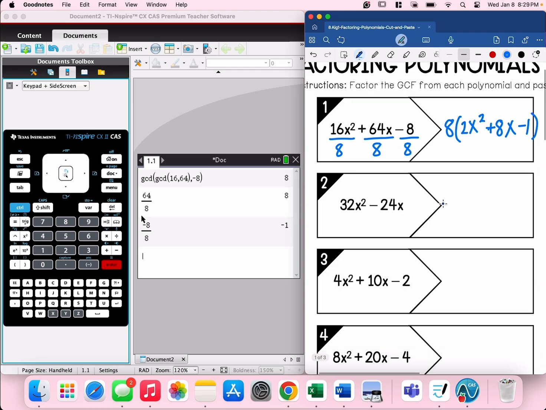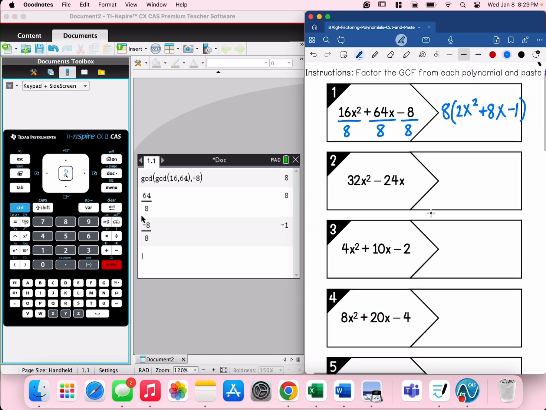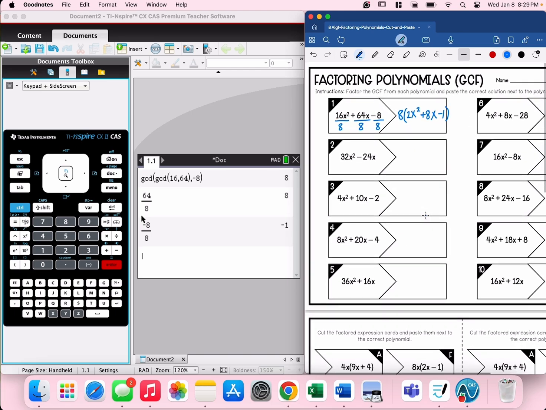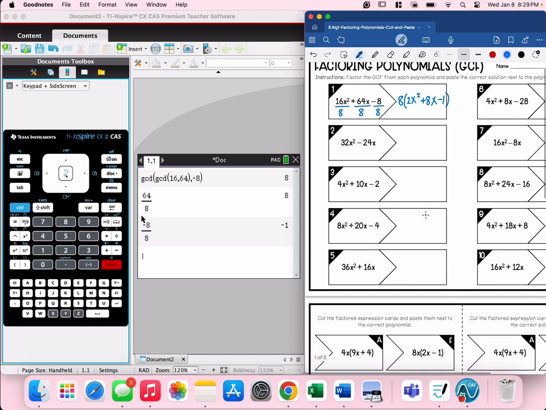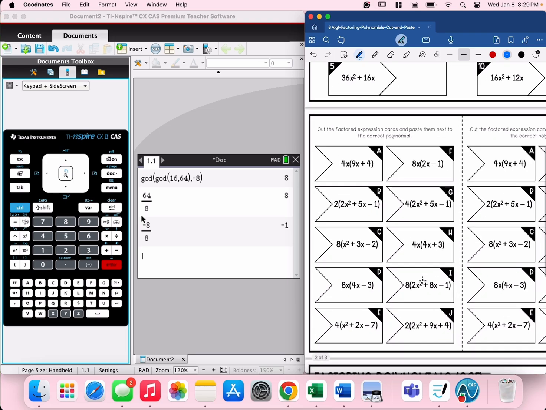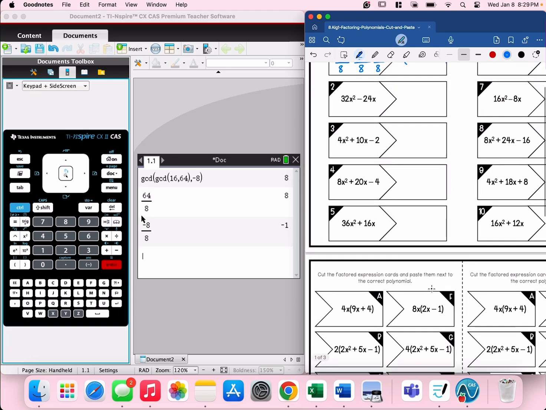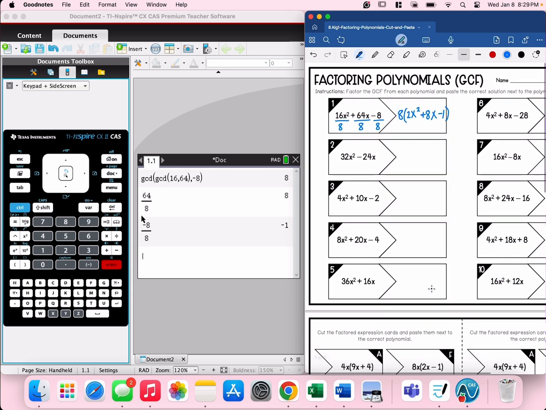So now I want to look at the page where I have the cut and paste cards, and the expression that matches that is going to be letter I. So I would cut that out, and I would paste that on number 1. Again, this is going to be letter I.